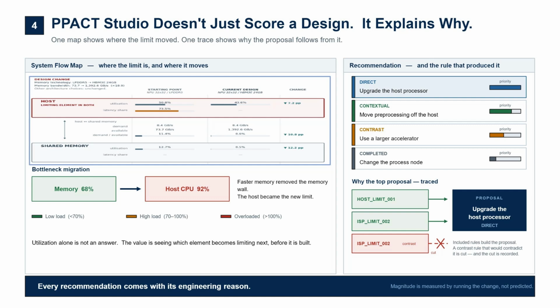This distinction is important. PPACT Studio does not claim to predict the exact quantitative impact of a proposed change before evaluating the changed architecture. It identifies a structurally justified change. Then the modified architecture is evaluated and the result is measured. Every recommendation, therefore, comes with an engineering reason, while the quantitative impact of the change is established by evaluation rather than assumed in advance.